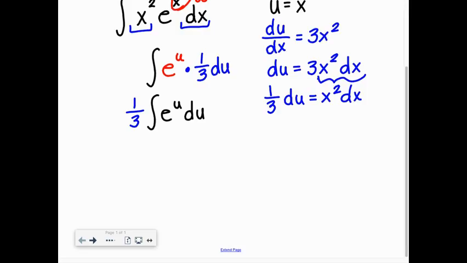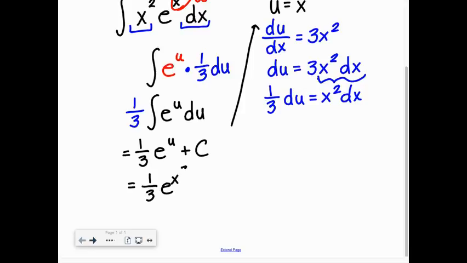And now it's a lot easier to find my antiderivative. I know my antiderivative of e to the u when I'm integrating with respect to u is just going to be e to the u plus c, because it's an indefinite integral. The last step, remember, I introduced the u so that I would be able to visualize the problem more. Now that I've done that, I have to go back and plug in what the u was. And the u from the original step was x cubed. So I get 1/3 e to the x cubed plus c as my answer.